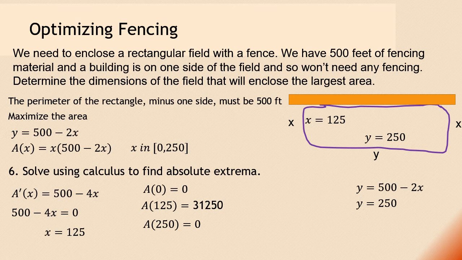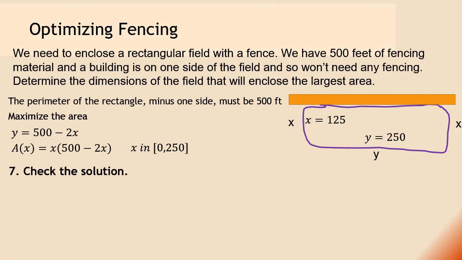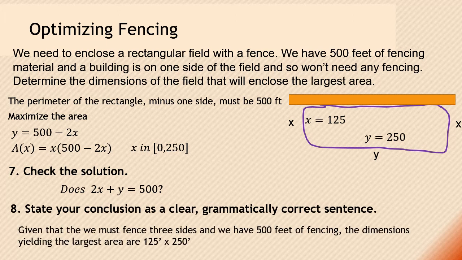And those are feet. So it looks like everything still fits into our constraints, and that's just a double check, to make sure no arithmetic went wrong anywhere. And we'll write our conclusion as a grammatically correct sentence. So given that we must fence three sides and we have 500 feet of fencing, the dimensions yielding the largest area are 125 by 250.